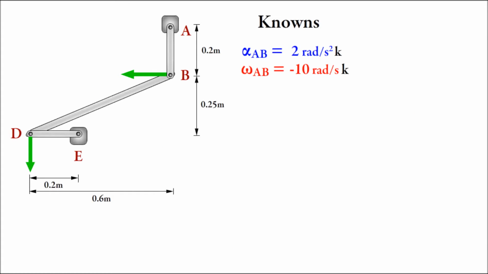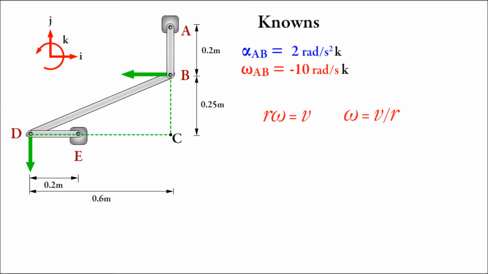Here's the previous diagram and our knowns, the angular velocity as well as the acceleration of AB. This is our sign convention: up, right, and counterclockwise are positive. Using what we just learned, we draw 2 perpendiculars to the green arrows to find C, the instantaneous center.